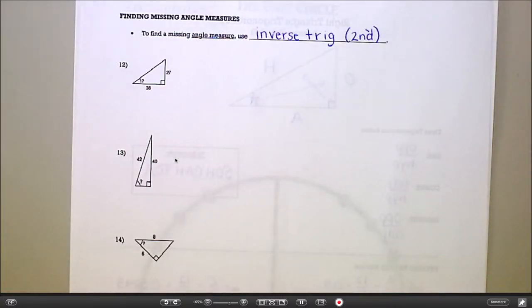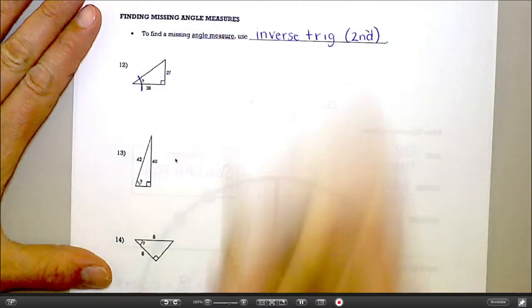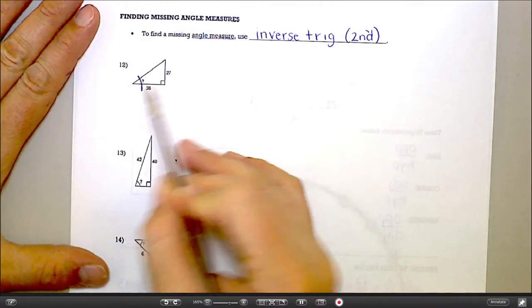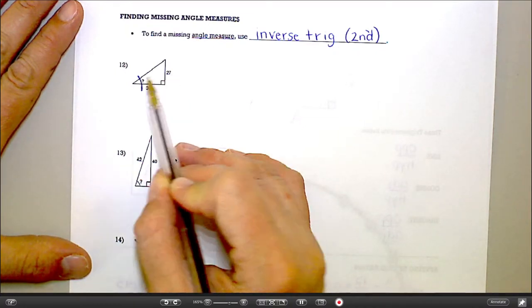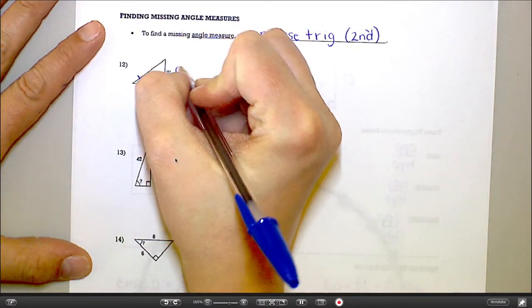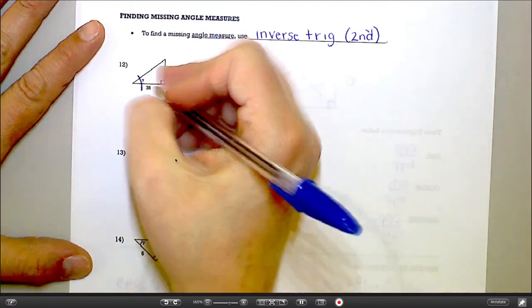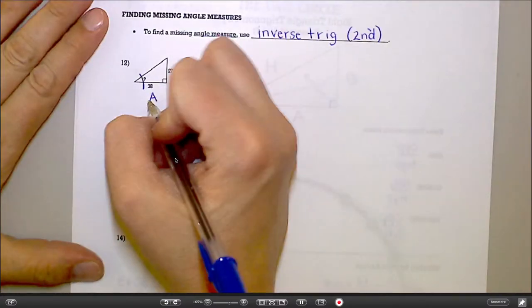So here's what we're going to do. We're going to set up a trig ratio here. I know I'm looking for this angle. From this angle, what is the 27? That's the opposite, adjacent, or hypotenuse? That's opposite. And then what's the 38? That's the adjacent. So what trig ratio is this going to be if I'm using O and A? Sine, cosine, or tangent? Tangent, right? Tangent uses O and A.